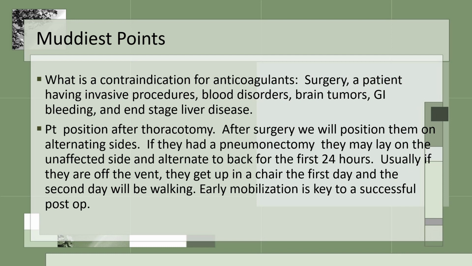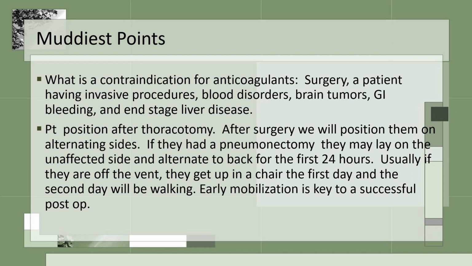What is a contraindication for anticoagulants? It could be surgery or a patient that's having repeated invasive procedures. Usually we want to stop all anticoagulants a couple days before surgery. Other things could be like blood disorders like von Willebrand's disease, brain tumors, or anything that has to do with increased intracranial pressure. We won't want to give them anticoagulants because they have a big risk for hemorrhagic brain bleeds.